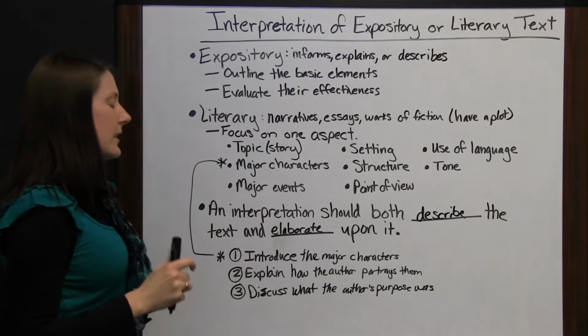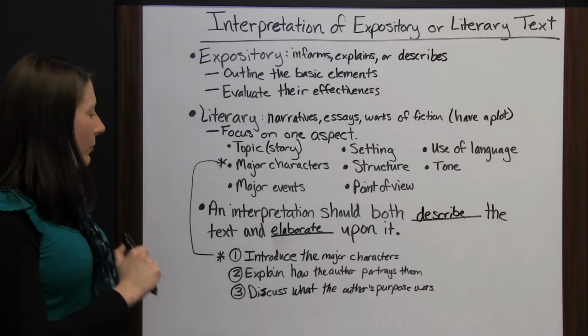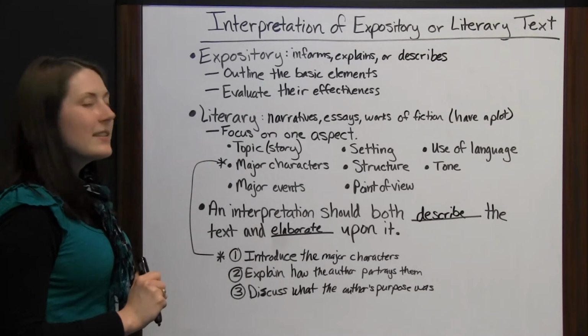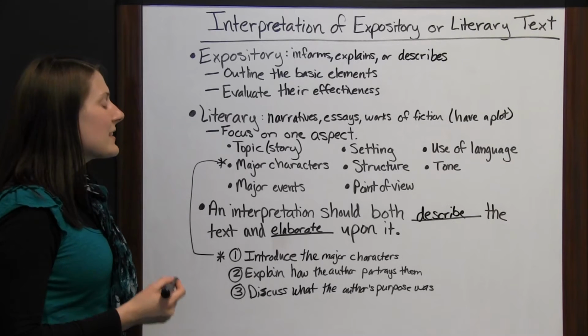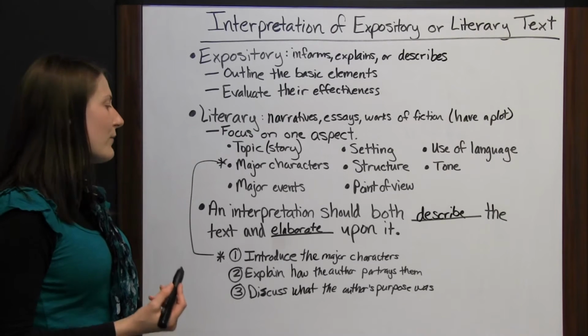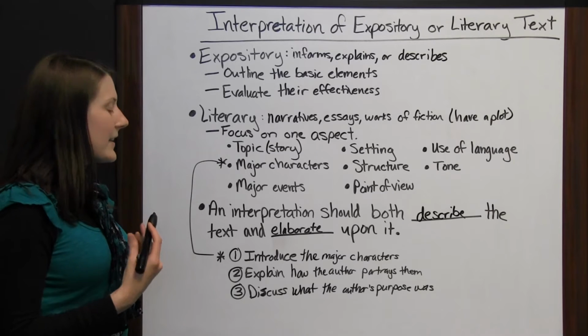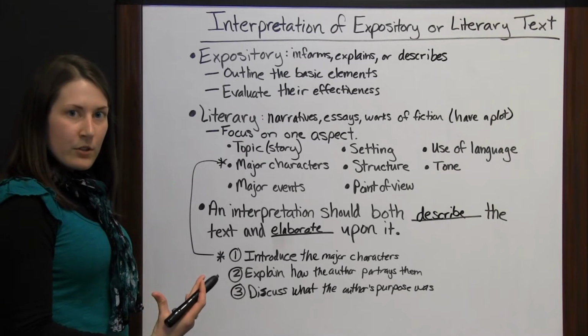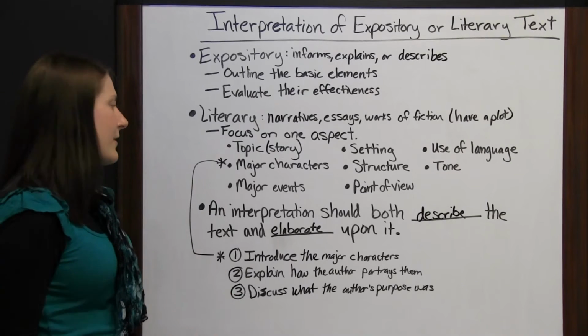Why did the author portray them that way? What did the author want to get across to readers? And because this is an interpretation, there are going to be several different answers. There's no one right answer, because no one is going to know exactly what the author's purpose was. You're giving your interpretation, what you think the author meant.